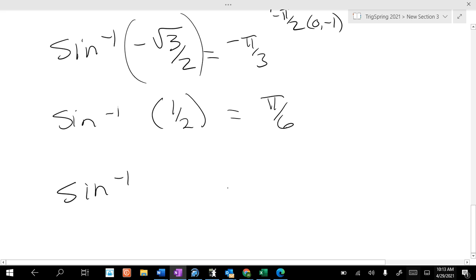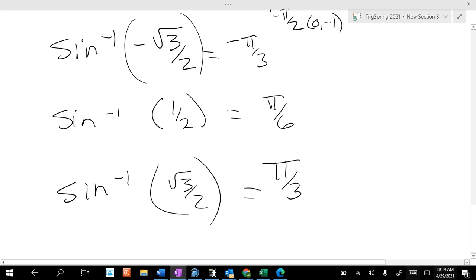The inverse sine. Do a positive one? Okay. Inverse sine of square root of 3 over 2. This should be easy. Pi over 3. Okay. Now, you've got this down. Here we go.